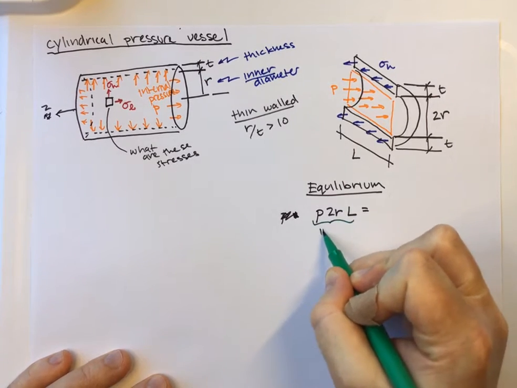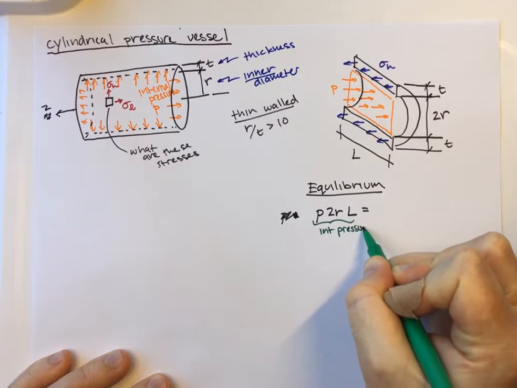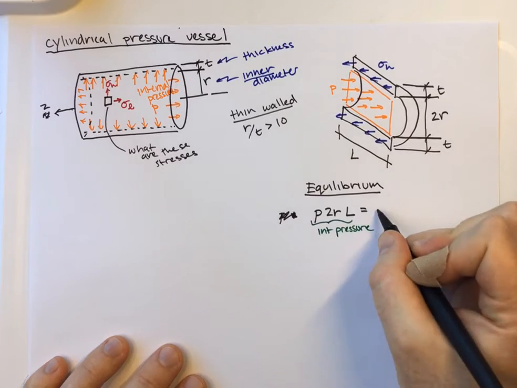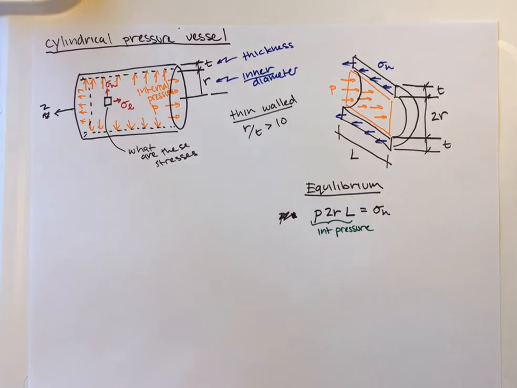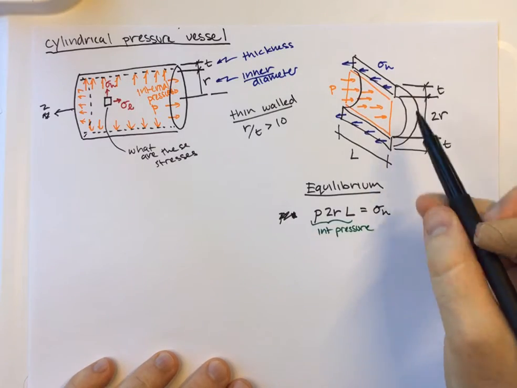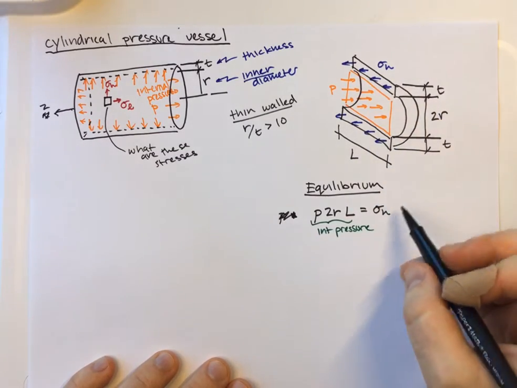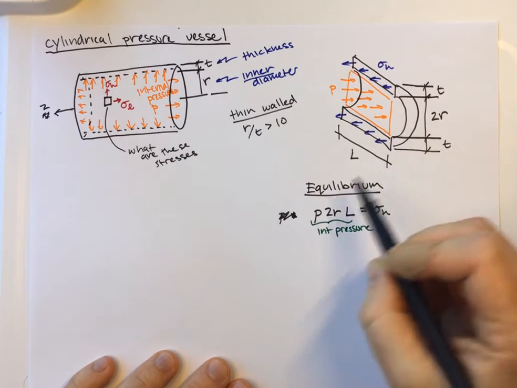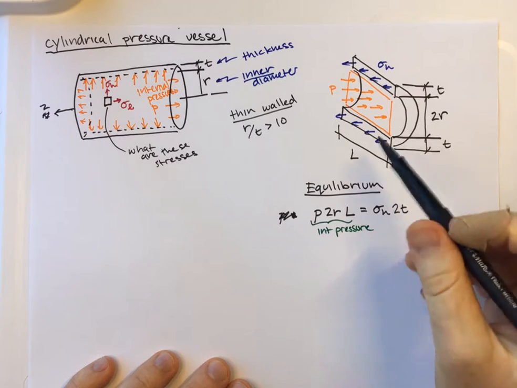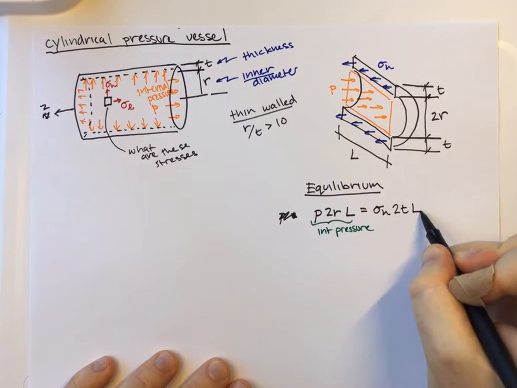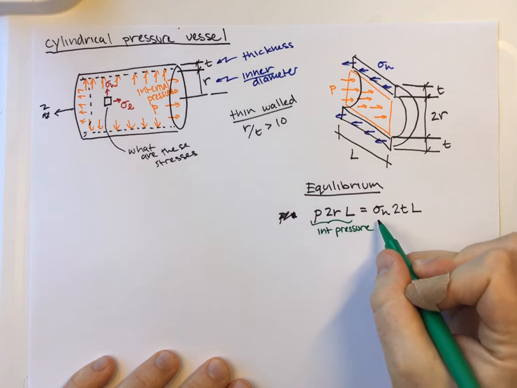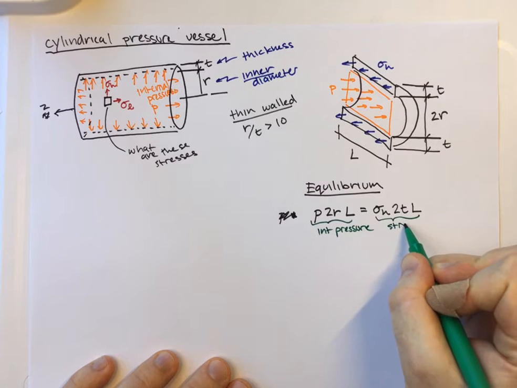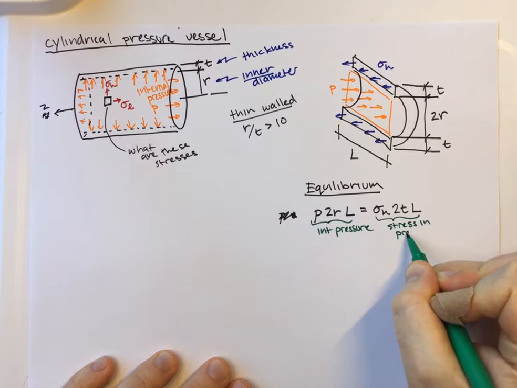So this is internal pressure. Now we want to know what's the internal stress. We know that there's going to be some stress acting. It's going to be uniform, sigma H. And what's the area over which the stress is acting? We have a T up top and a T down bottom, so we have 2T in one direction, and we have L going in the other direction. That is going to be the stress in the pressure vessel.